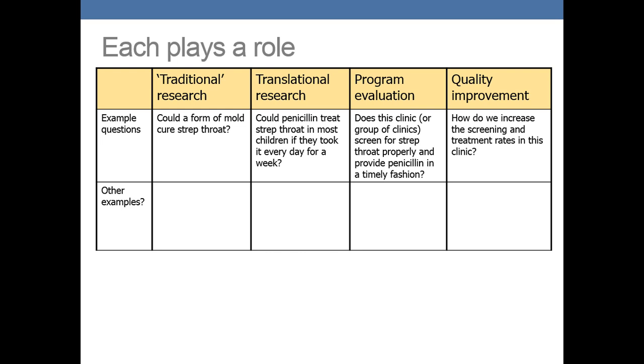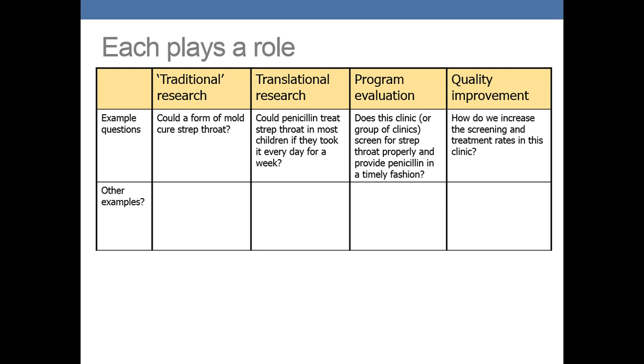So just to go through this one more time and think about how each of these asks a different question. The traditional researcher would ask the question that was asked over 100 years ago: could a form of mold cure strep throat? Could we deal with an infection by pulling bacteria from mold? And the translational researcher, once that question is answered, which has to be answered first, would say, could penicillin treat strep throat in most children if they took it every day for a week? So that's turning from basic science to really asking how do we get kids with strep throat better?